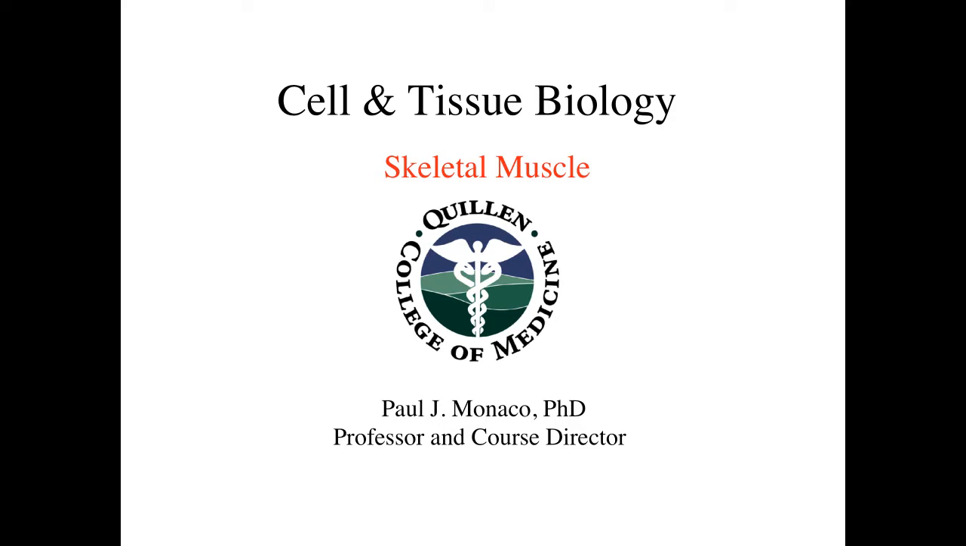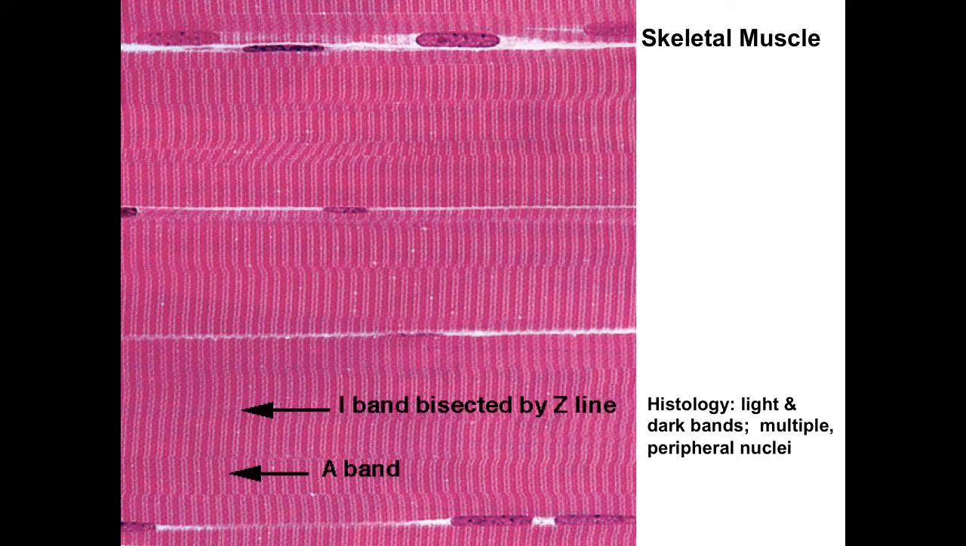In this podcast, we're going to look at skeletal muscle. Let me start the podcast by just going over this histological view of skeletal muscle, just because it makes some interesting points. The first thing I want to point out for you is something that we label as the A band and the I band.